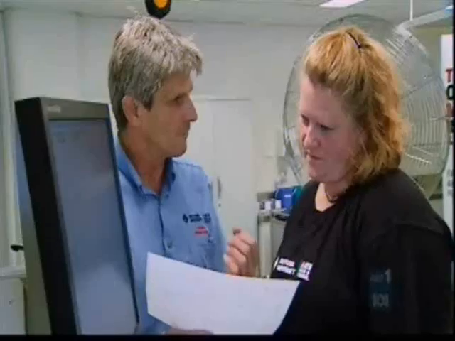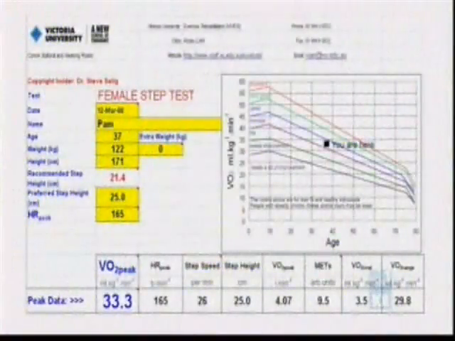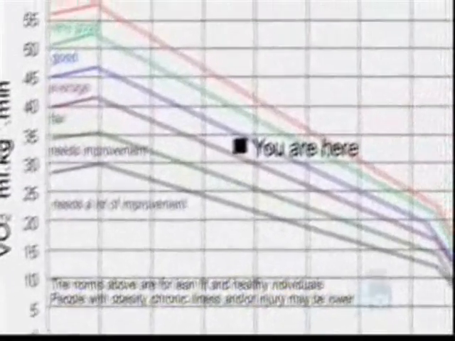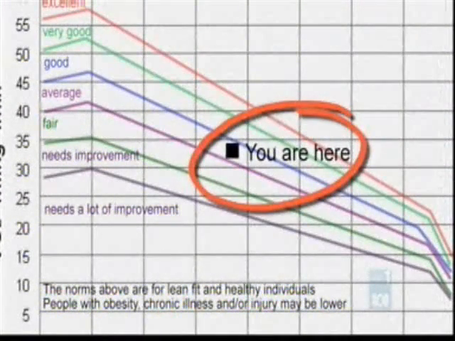So what do these figures mean in terms of Pam's aerobic fitness? I found your VO2 peak score at 33.3. This score refers to how much oxygen her body can use per minute of exercise. The higher this score, the better. This places Pam in the average to good category for women of her age. And given her size, this is a great result. I'm not surprised.